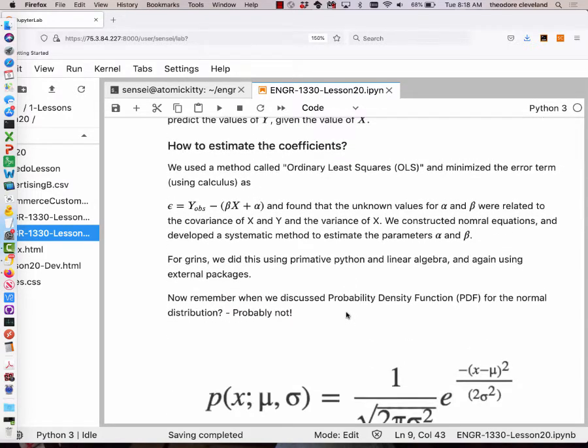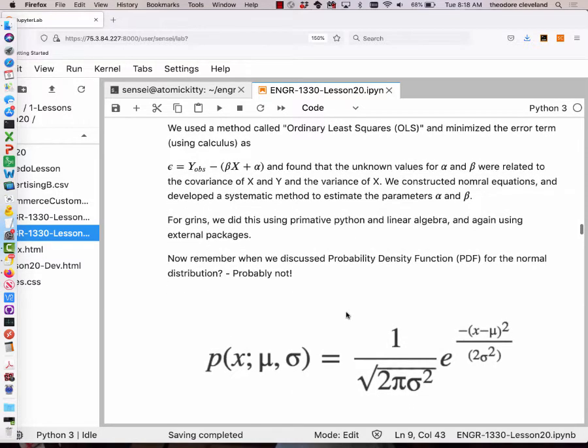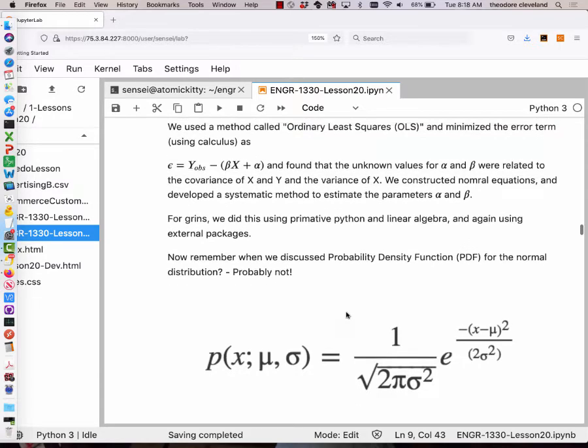So how do we estimate those coefficients? We use something called ordinary least squares, not to be confused with extraordinary least squares.